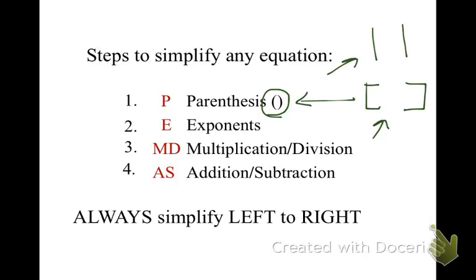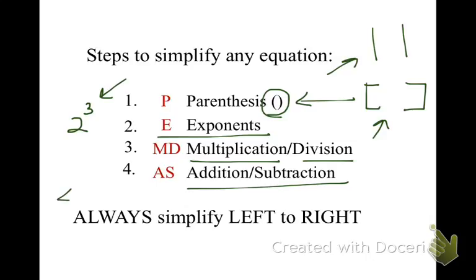Then we look, are there any exponents? Remember, if we have an example, there's a little number up above. That's your exponent. Then we check, can I multiply or divide anything? Then last but not least, addition or subtraction. And the big thing is, you always need to go from left to right, just like you're reading a book. How do you read a book? Reading from left to right.